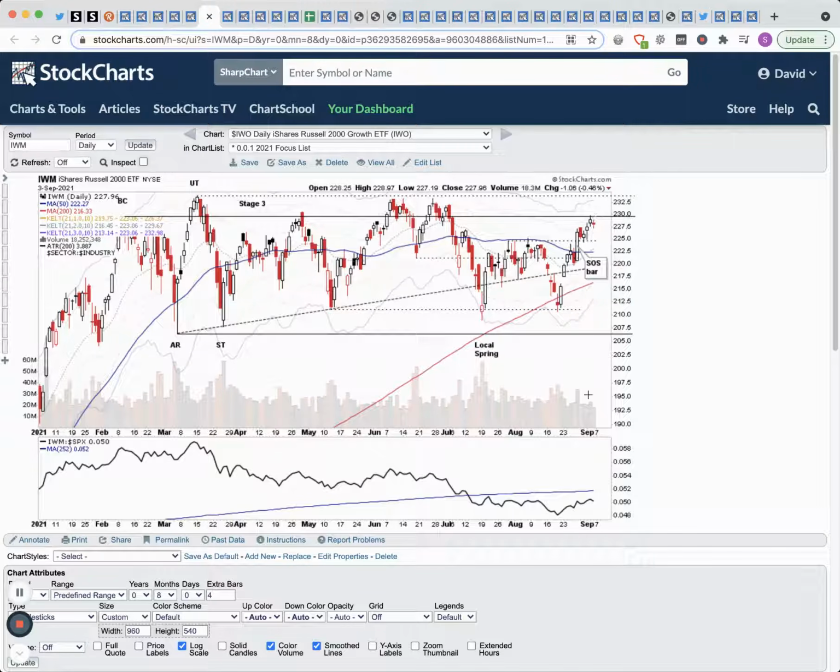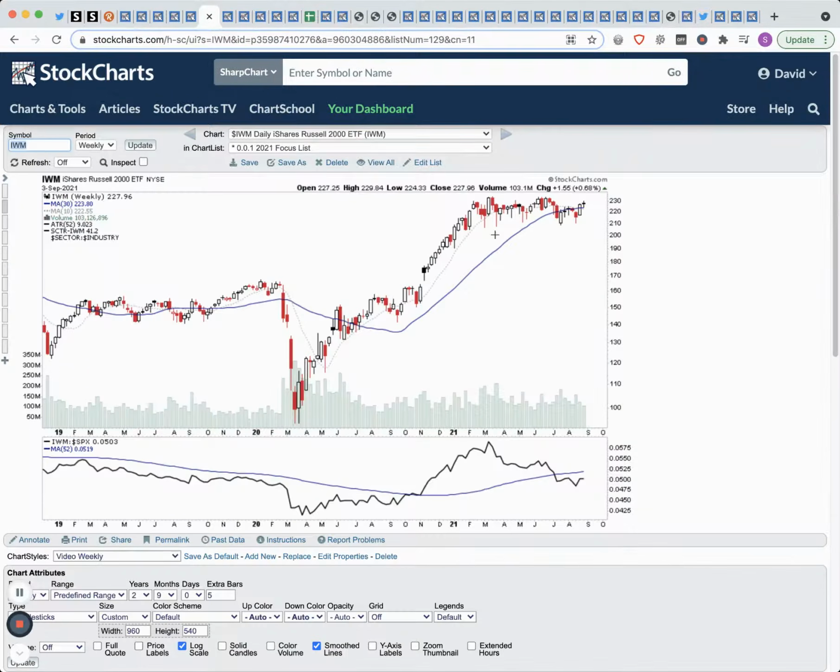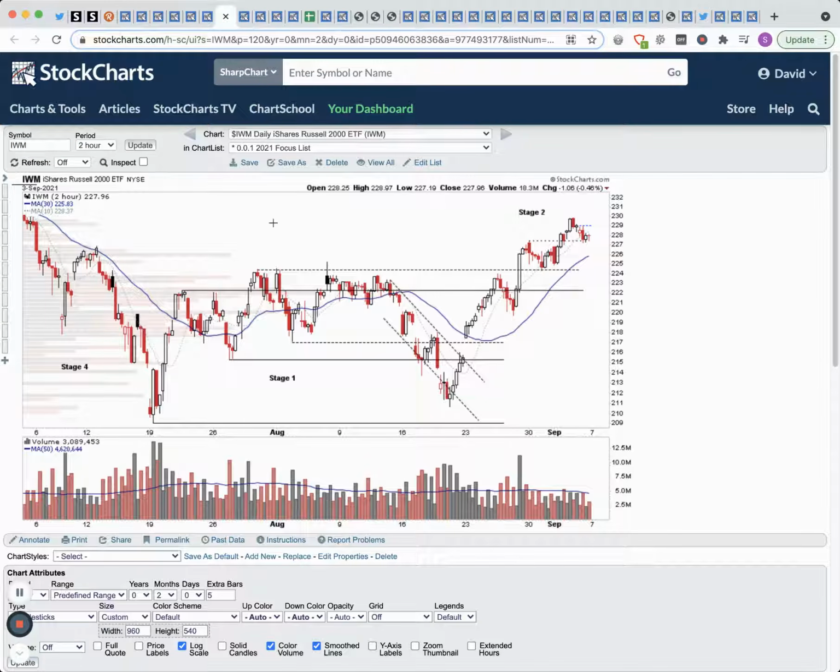So there's not much in the way of volume, but there's also not much in the way of supply coming in here. So it looks healthy. And so watching for this one to move back into stage 2, as on the weekly it's still in this big stage 3 range that it's been in for a while. So watching for a stage 2 continuation breakout on this one. This is the 2-hour chart.